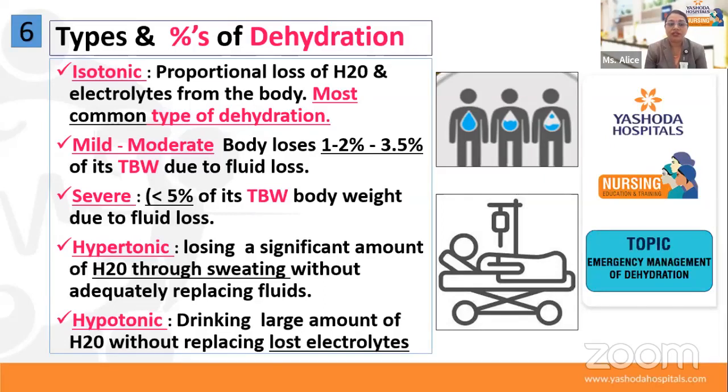Isotonic dehydration. The loss of water and electrolytes from the body is proportional. This is the most common type of dehydration. There are also hypotonic dehydration, and mild, moderate, and severe dehydrations.